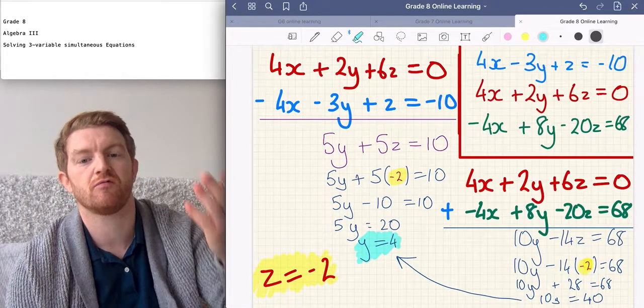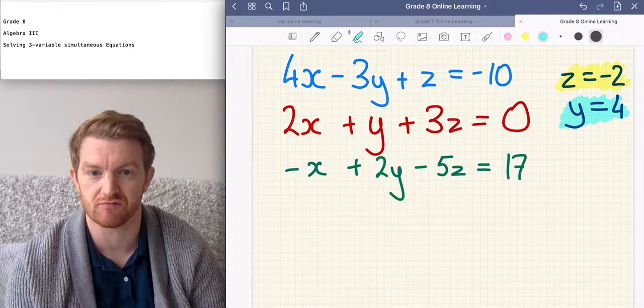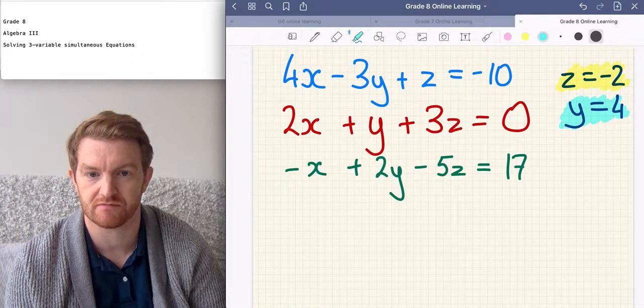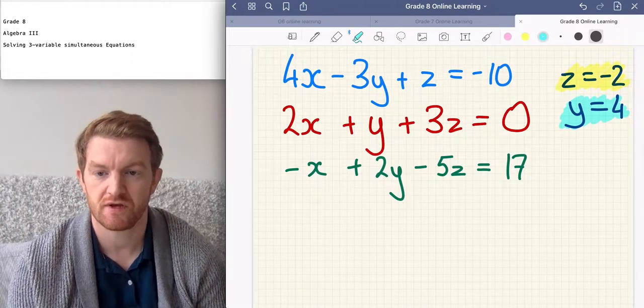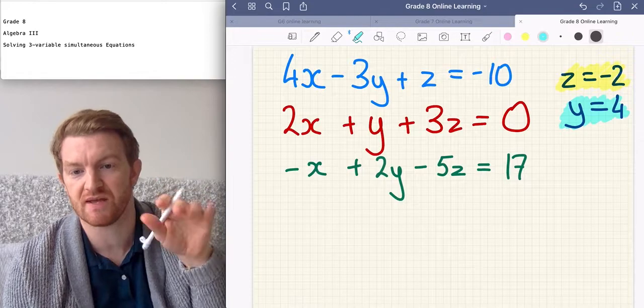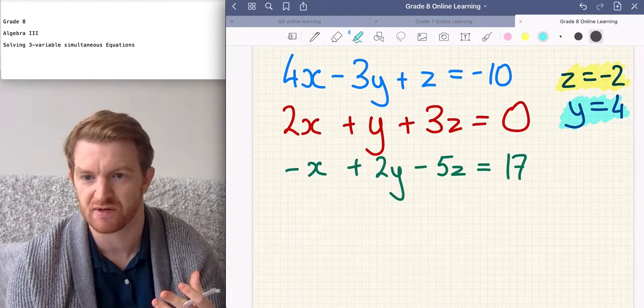Now we've got to jump right back to the beginning. And we go right back to the original equations in the question. Now we know two of the variables. What we can do is we can substitute both of them into all three. Now I know this is a lot of work, but don't worry, you won't have to do many questions today.